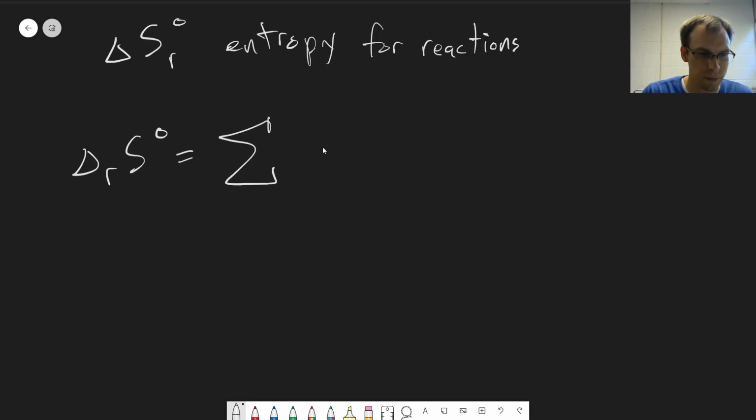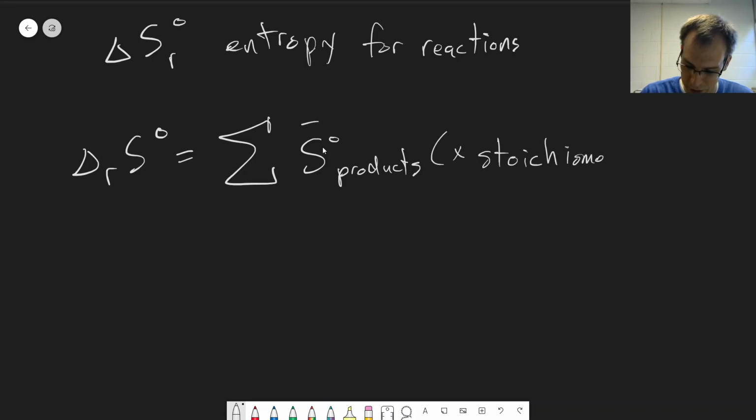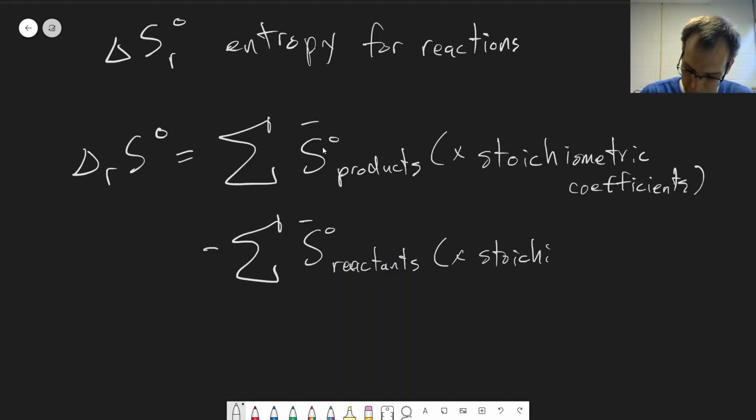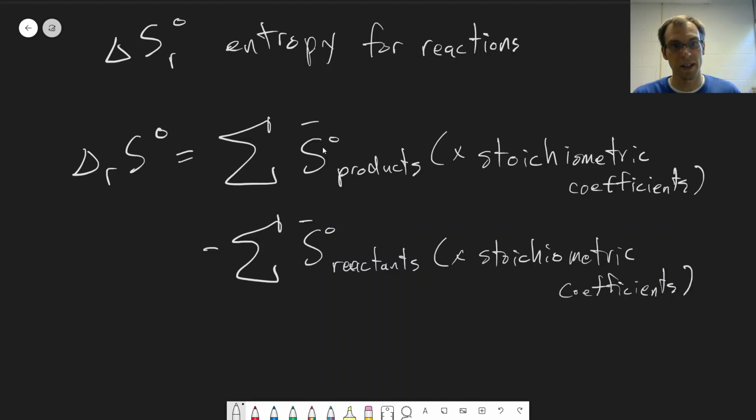You just add up all of the standard molar entropies of your products. And of course, since you're looking at molar values, you need to multiply by the stoichiometric coefficients, just like you do for enthalpy. And then you subtract the sum of all the absolute entropies of your reactants, again with the stoichiometric coefficients added in. And this can tell you overall what's going to be the entropy change for your reaction, as long as you can find these absolute entropy values, looking them up in a thermodynamic table at the temperatures that you're considering. So we'll just do a quick example of this.